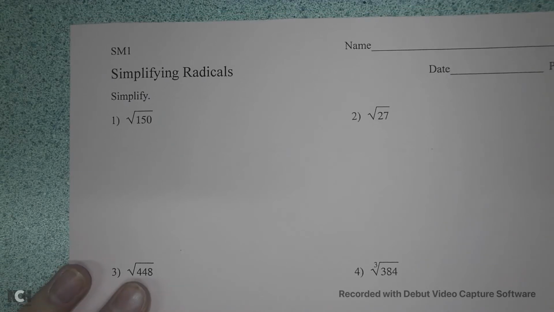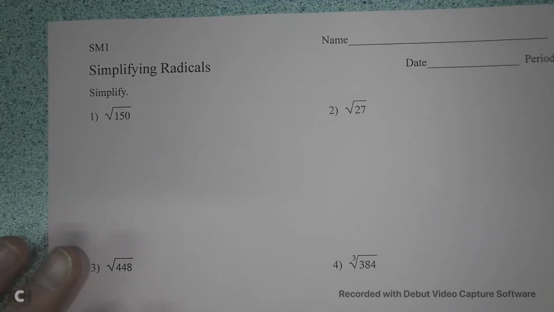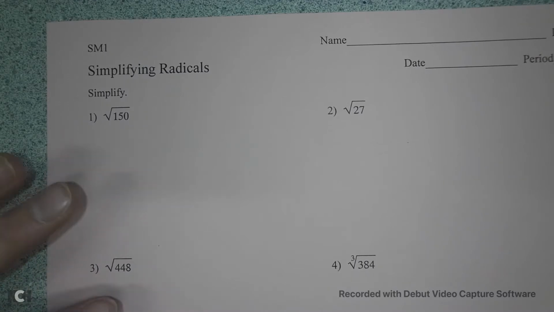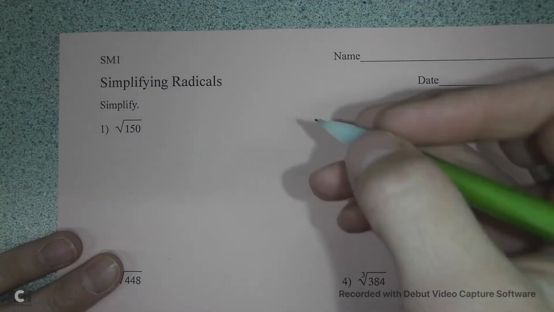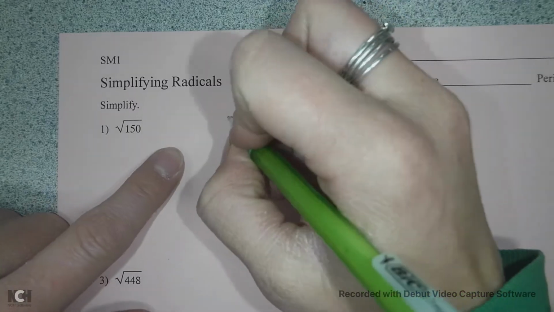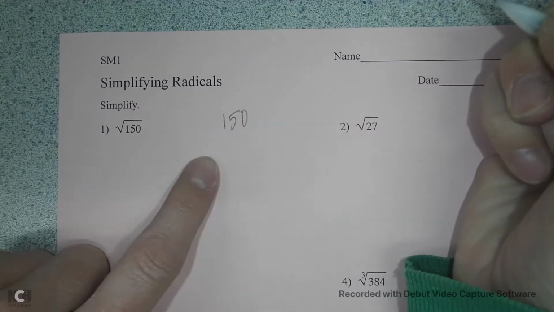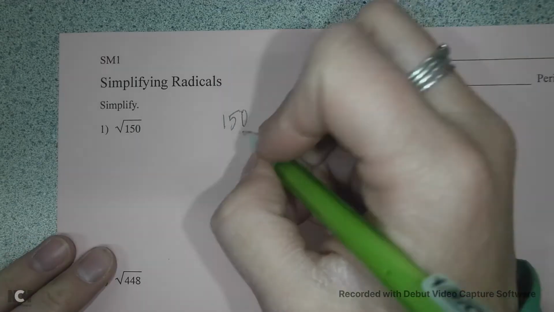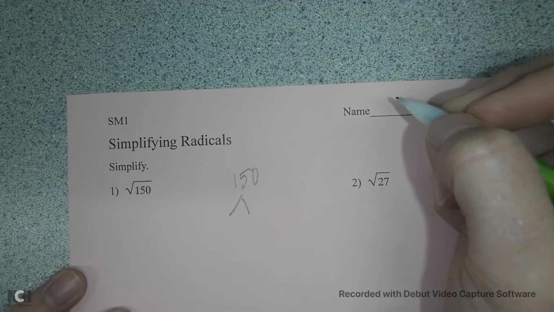Alright guys, today we're going to learn how to simplify radicals. So radicals are the same thing as square roots, and we always start simplifying radicals by creating a factor tree. So we're going to start with 150, because that's my number up here, and I want to get all my factors of 150. So in order to do that, you need to divide.